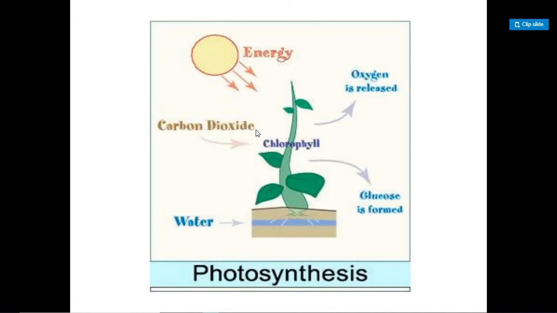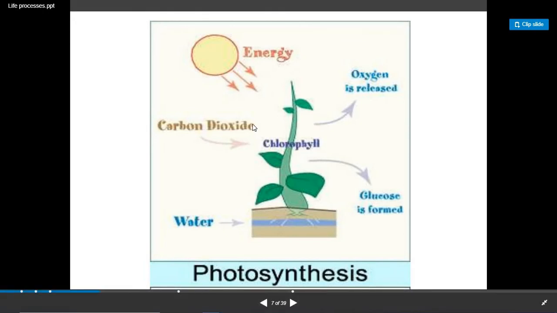So here you can see in this figure that as the light energy comes and falls on the green parts of the leaves which contain chlorophyll, this chlorophyll converts this light energy into chemical energy with the use of carbon dioxide and water, and finally glucose is formed and oxygen is released. So this we have seen in the equation of photosynthesis.